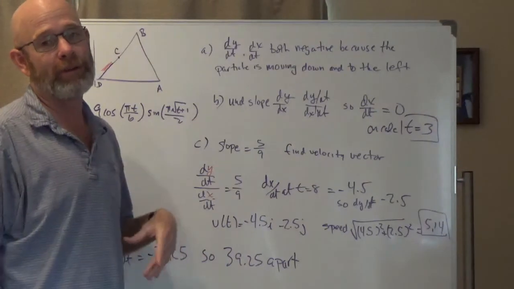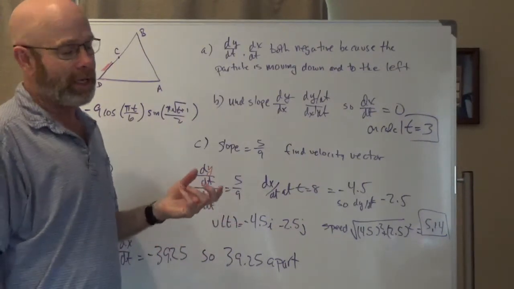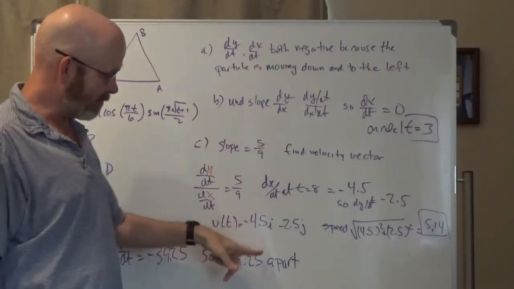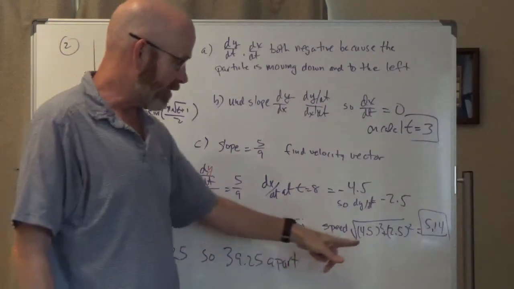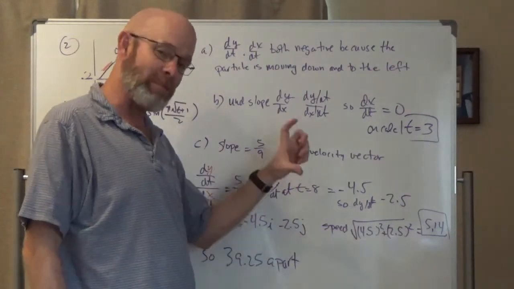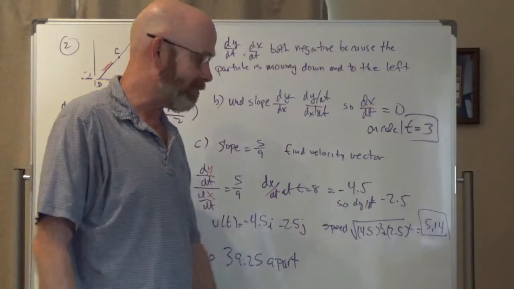Speed in parametric form, or in vector form, is just the magnitude of that vector. So we have this vector, this like that length. So it's just the square root of dx/dt squared plus dy/dt squared. It's just the magnitude of the vector. So we got a speed of 5.14.